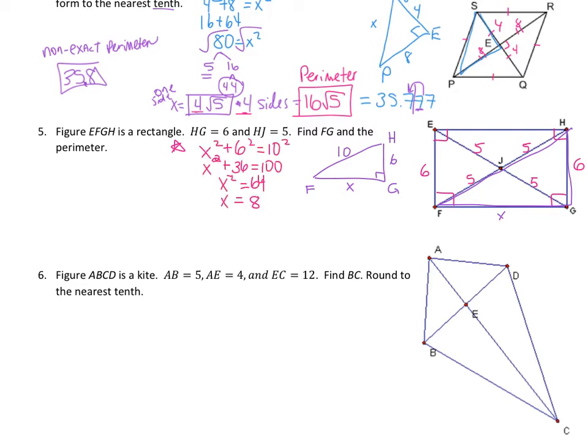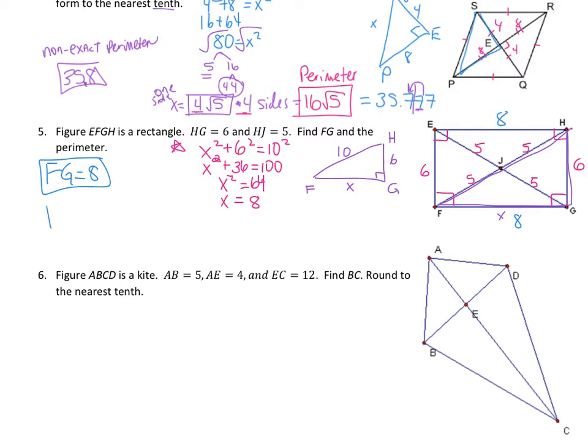You should have gotten all of this. So we see that our c value is going to be the 10, and then the x and our 6 are going to be the a and the b. When we solve this for x, our missing side, we get that FG is 8. When we put that back in our picture, that gives us all 4 sides.